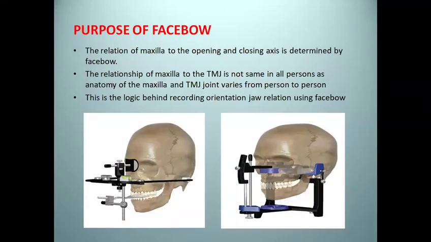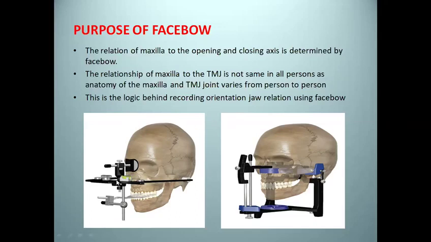The purpose of the facebow. What is actually the purpose? The relation of the maxilla to the opening and closing axis is determined by the facebow. The relationship of the maxilla to the TMJ is not the same in all persons, as the anatomy of the maxilla and the TMJ varies from person to person, and this is the logic behind recording the orientation jaw relation using the facebow.